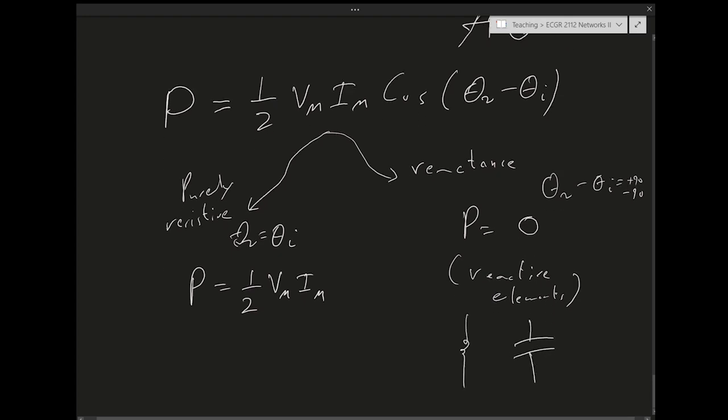So that tells you that reactive elements, although they have instantaneous power flowing through them, do not have any average power flowing through them, meaning they do not absorb any average power or supply any average power. All that is happening with them in AC circuits is that over some time they are absorbing some energy, some power, and over some other time they are supplying some power. So they are constantly absorbing and supplying power.